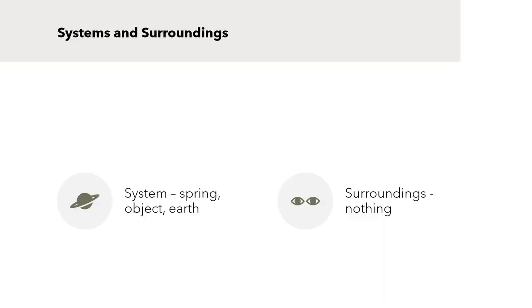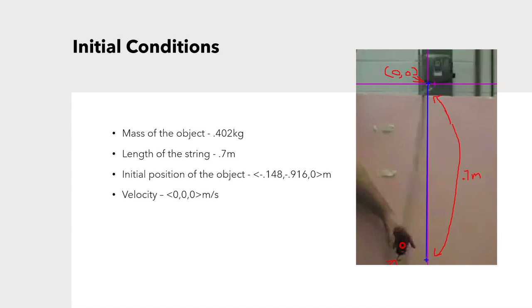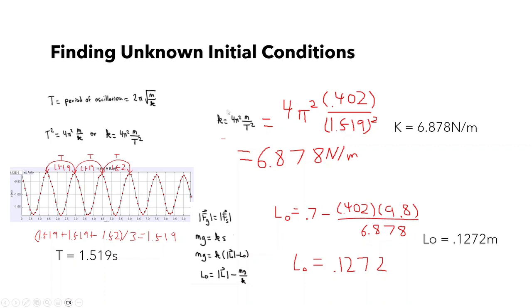Our systems and surroundings. The system was the spring, object, and earth, and in this experiment we had no surroundings. Our experiment was isolated. Our initial conditions in tracker were that the mass of the object was 0.402 kilograms, the length of the spring was 0.7 meters, and the initial position of the object was shown here, and the velocity was 0. Finding unknown initial conditions.